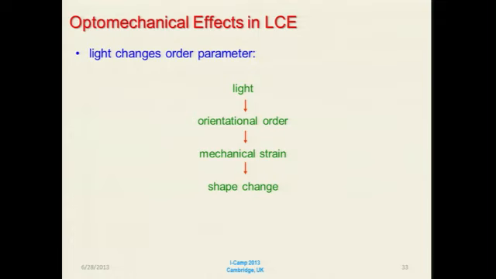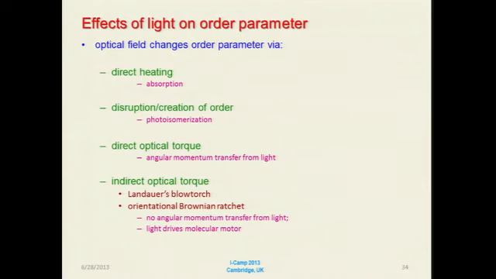Okay, so what's the way to go? Well, the way to go is to change the order parameter. And so light can change the degree of order. This produces stress, strain, and a shape change. And then one can ask, how does the optical field change the order parameter? And there are many different ways.